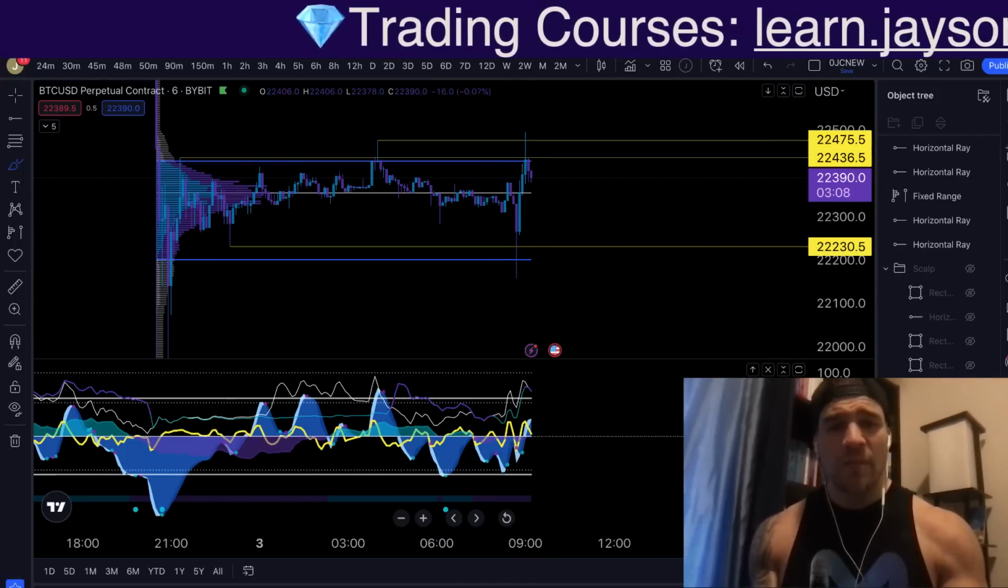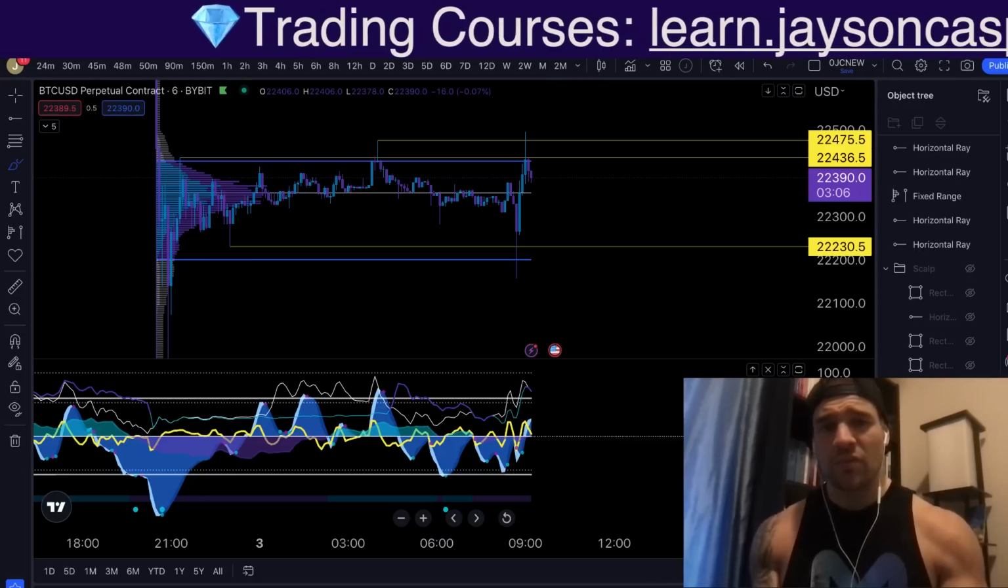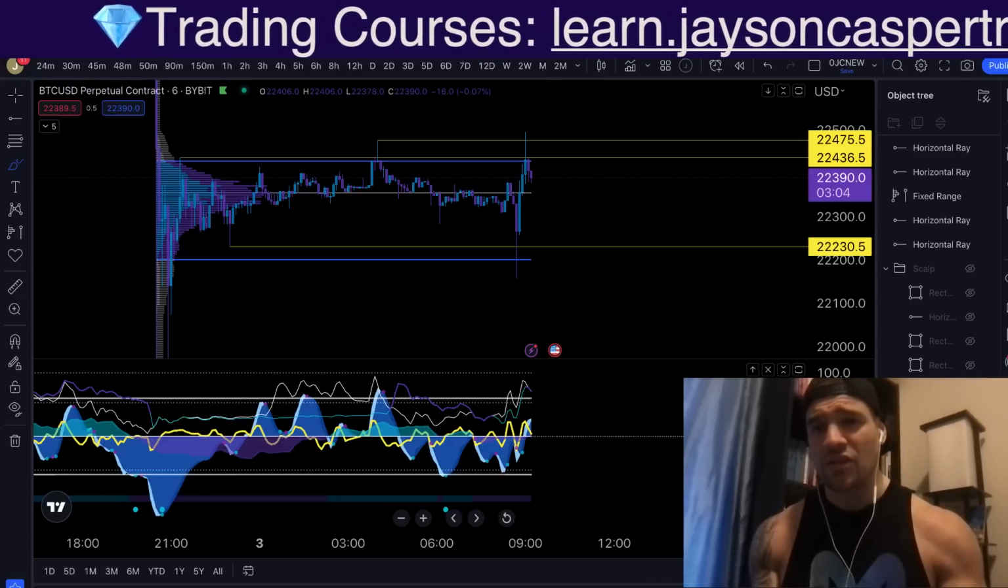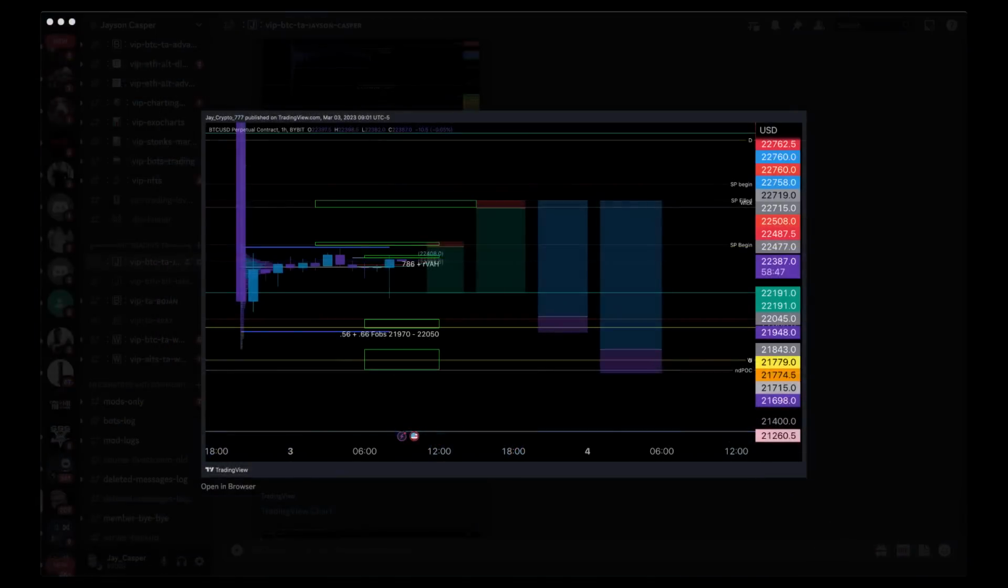And so when I posted this morning in my Casper Crew VIP Discord the levels I was looking to trade, we can see all I simply did was mark out these key levels in the sideways range, and we have very specific areas that we are looking for trades.